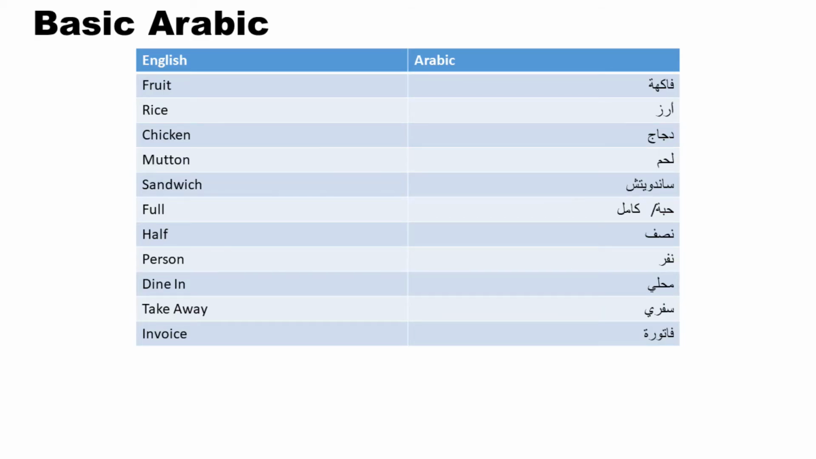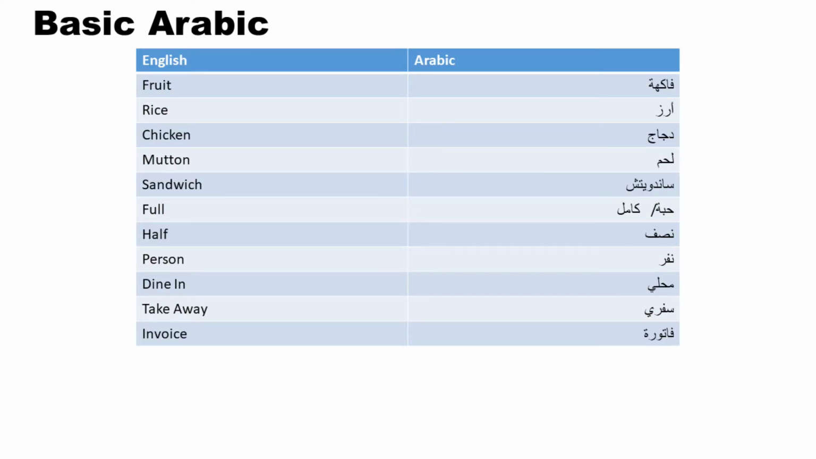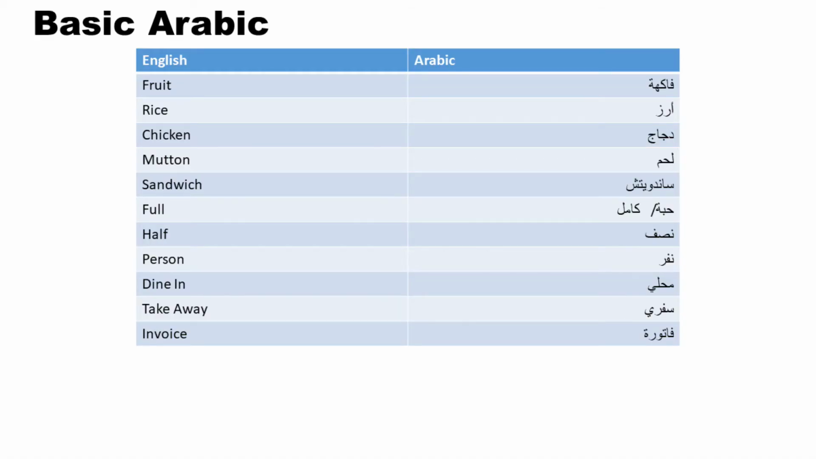person can eat. If you are dine-in or you want to eat inside in the restaurant, you can say mahali. When you will order, they will ask you whether you want a dine-in or takeaway. So in Arabic they will ask you mahali wa safri. You have to tell them. If you want to eat inside, you say mahali. If you want to take out, you say safri. And ask for invoice. If you want to do shopping or anything, if you need an invoice, you say fatura. They will give you the invoice.